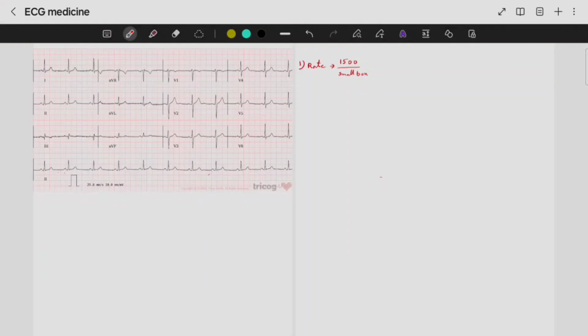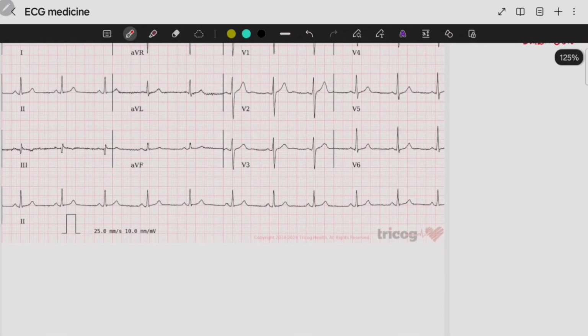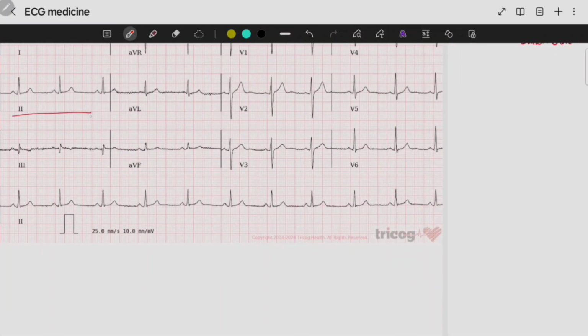In the ECG, you first have to tell about the rate. For the rate, you look at the rhythm strip. The rhythm strip is lead 2. Here also lead 2, but here a different lead for the rate and rhythm measurement. This is called the rhythm strip. In the rhythm strip, we calculate the rate and we see the rhythm.